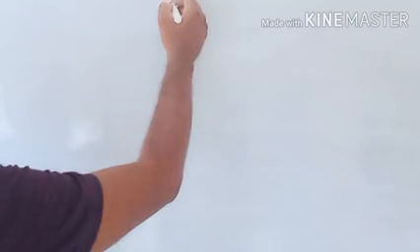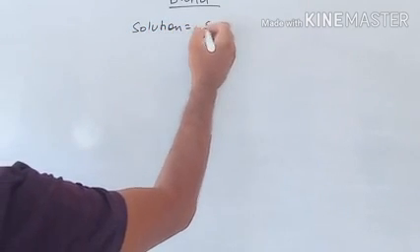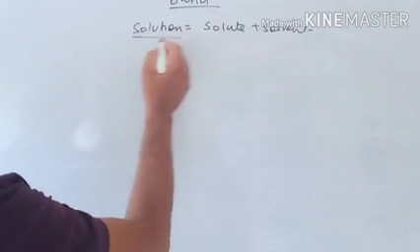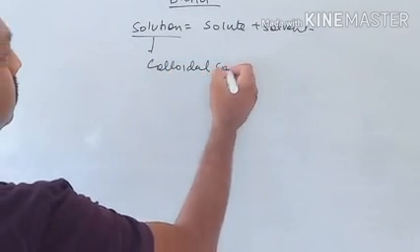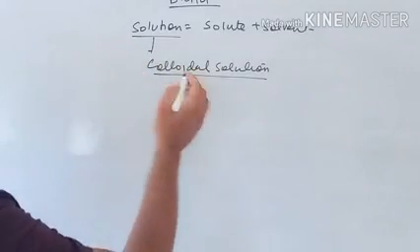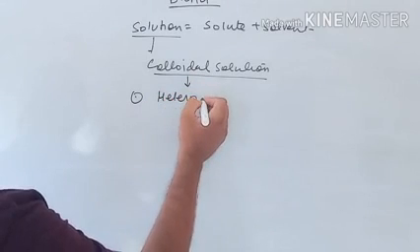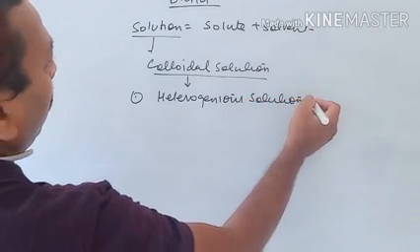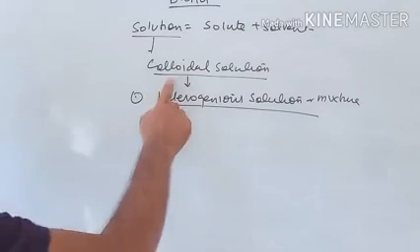Let's work on the basics before we start. Solution is equal to solute plus solvent. Similarly, here we are talking about colloidal solution, or another one, suspension, which we have studied. Now a colloidal solution is normally a heterogeneous solution, a heterogeneous mixture. This is the one point. So children, we will study this colloidal solution.